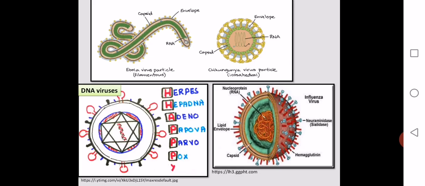So these are some representative structures for understanding the structural details of viruses in general. You can see the Ebola virus, chikungunya virus, influenza virus, and the basic structure of a DNA virus. So all these are given for your understanding of the structure of virus.